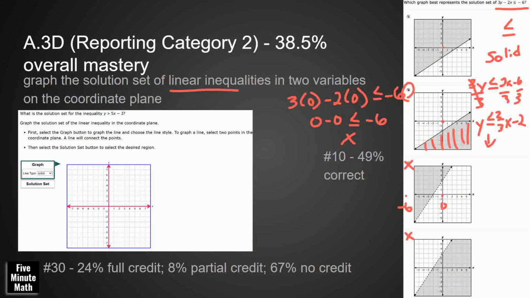We had 49% accuracy. It's always going to be a little bit more challenging on something like number 30 because it's blank. You can't use process of elimination like we did on number 10.